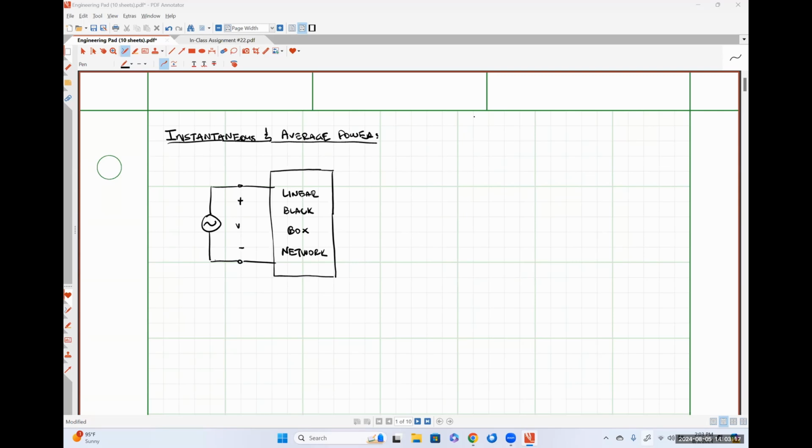We're talking about instantaneous and average power, and we're going to be looking at a generic linear black box network first. I just have a black box that contains some combination of resistances, capacitances, and inductances, and I am sinusoidally exciting that network. I'm going to take the voltage drop across the network and the current flowing into the network like so.